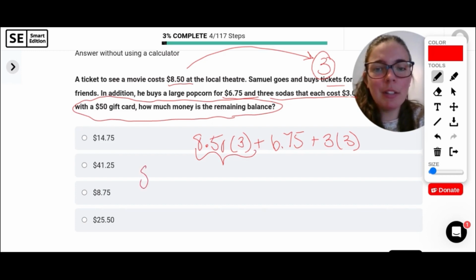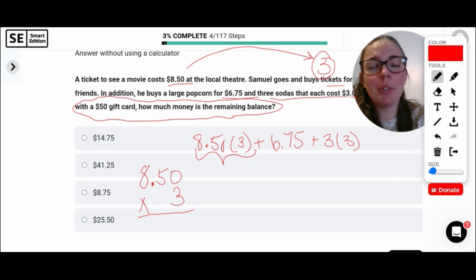So $8.50 times 3. How do we multiply using decimals? What we do is multiply the same way as if this was just a 3-digit number times a 1-digit number. Just do our multiplication algorithm, and then we'll figure out where the decimal goes. We start in the ones place. 3 times 0 is 0. And then 3 times 5 is 15, so we write the 5 and carry the 1. Then we do 3 times 8, which is 24, and don't forget to add the 1. So that would be 25.